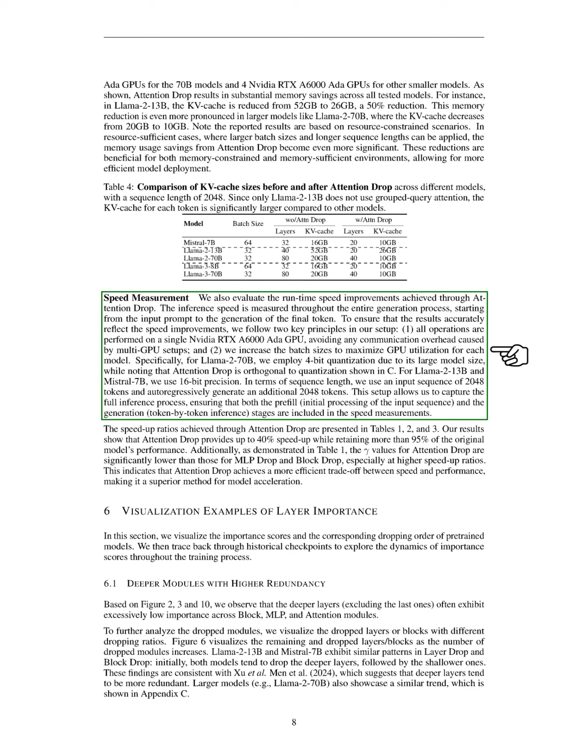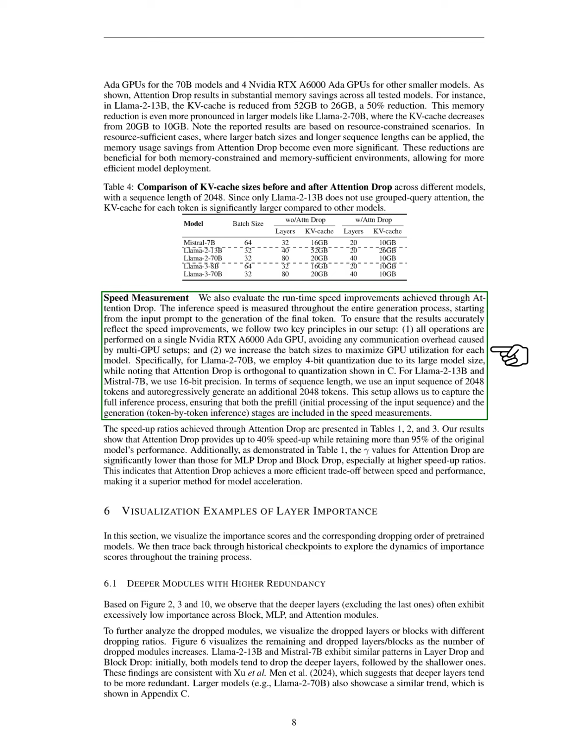Next, we assess the speed improvements from attention drop. We measure inference speed throughout the entire generation process, from the input prompt to the final token. To ensure accurate results, we follow two principles. 1. We perform all operations on a single NVIDIA RTX A6000 Ada GPU to avoid communication delays from using multiple GPUs, and 2. We increase batch sizes to optimize GPU usage for each model.